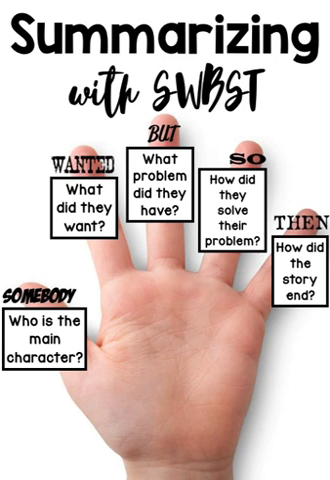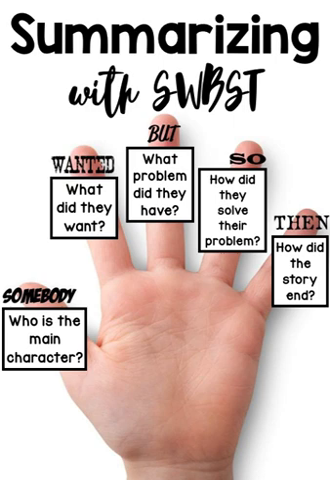So to do a summary, we can use the SWBST strategy. And you can also use your hand to help you, just like this picture. So your thumb could stand for the first S, somebody. And the somebody in the story is the main character or the main characters.